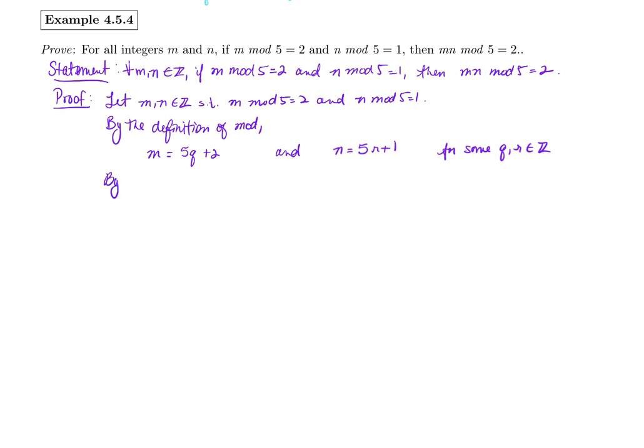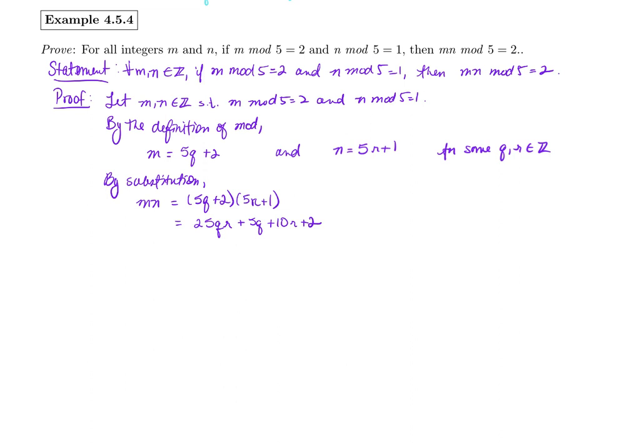So we would say by substitution, we would say that mn, right? We're not going to plug it back into mn mod 5. We're going to find the product first, and then we will find the mod 5 of that mn. So let's find m times n first. So we would get 5q plus 2 times 5r plus 1. And if we simplify, we get 25qr plus 5q plus 10r plus 2.